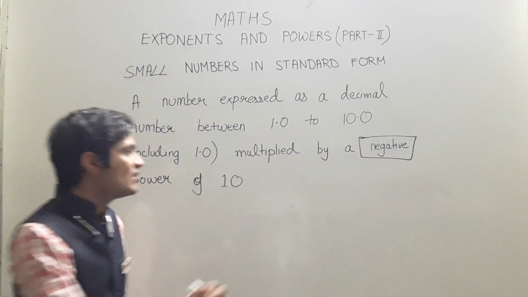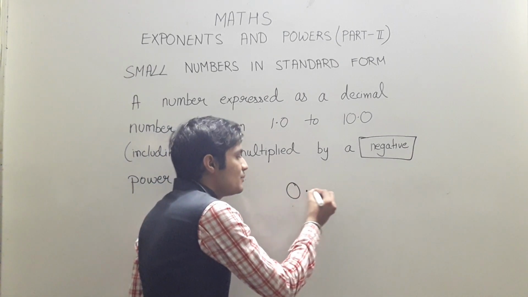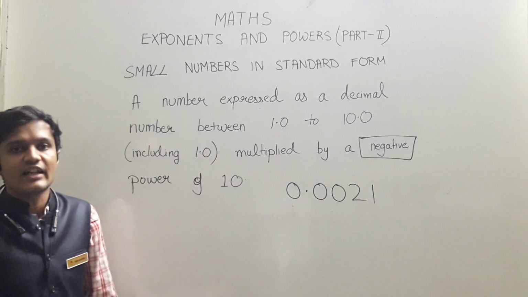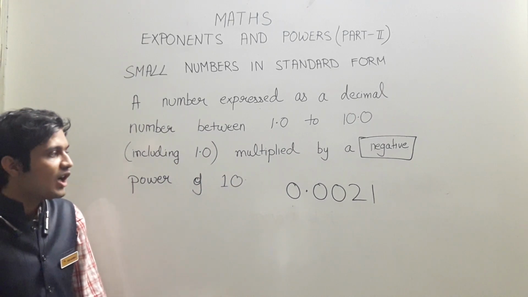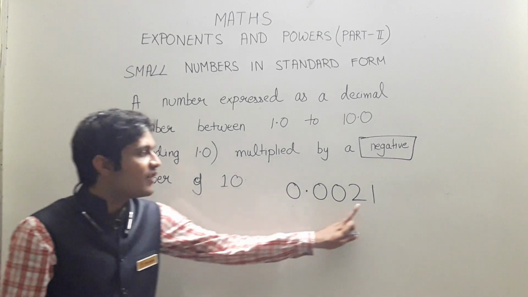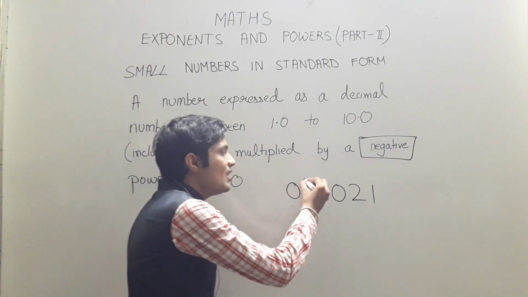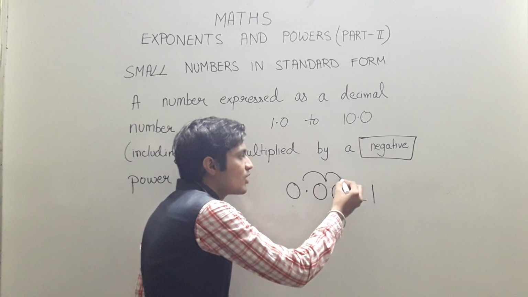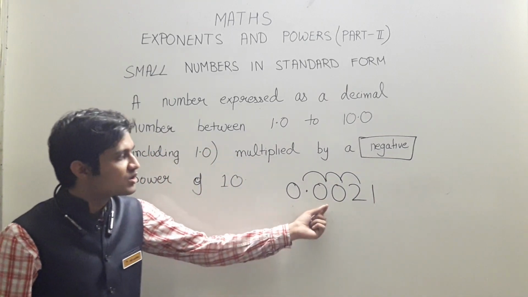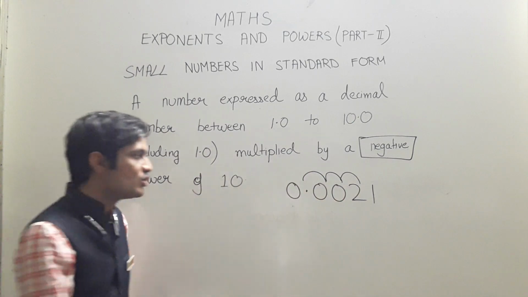So again one example. For example, you want to change this number into standard form. Okay. So now the decimal is here. We want to shift it after 2. So again the number of jumps taken is what? We will take 3 jumps to shift this decimal after 2.